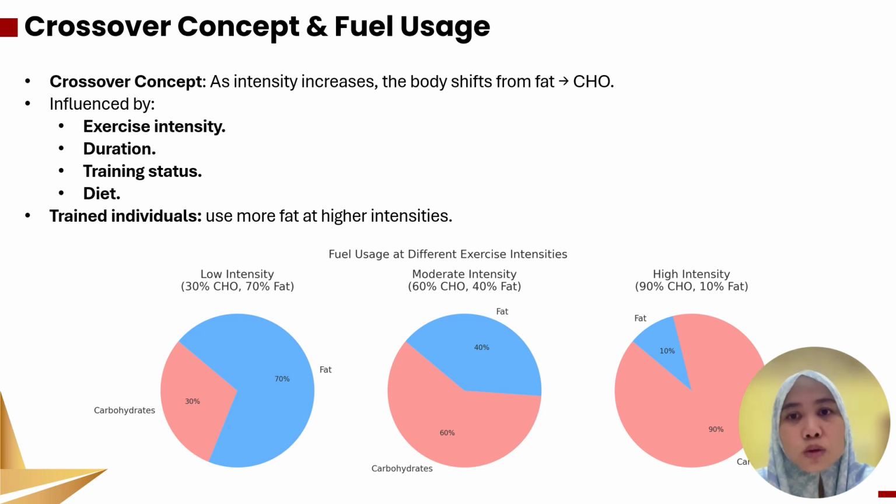The harder you work, the more your body prefers carbs. The second factor is duration. Over time, fat usage can increase as glycogen depletes. Next, training status. Trained individuals can sustain fat use at higher intensity compared to untrained people. The last factor is diet. A carb-rich or fat-rich diet can alter fuel preference.